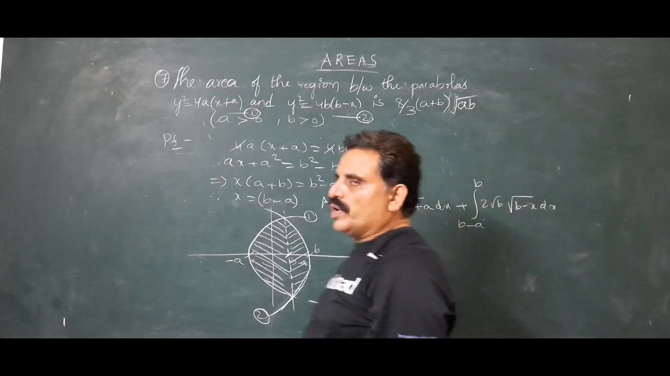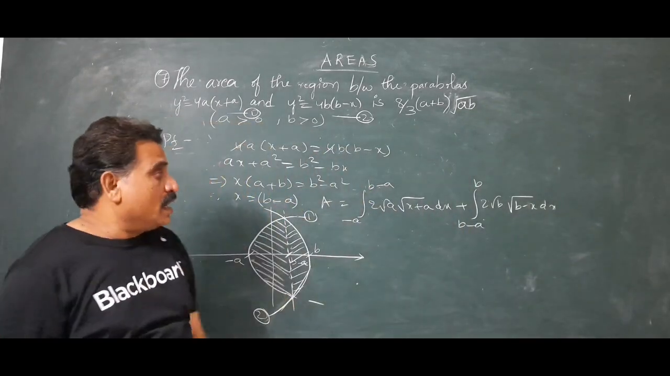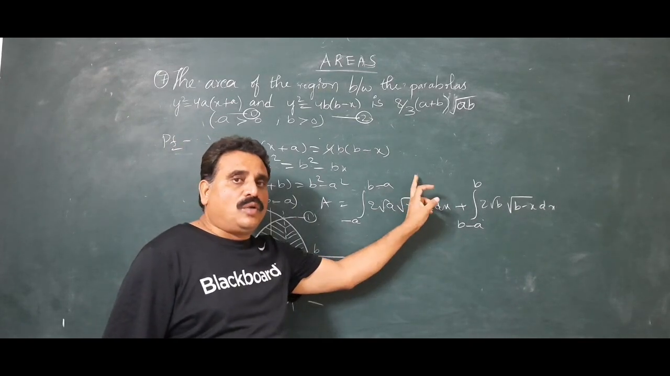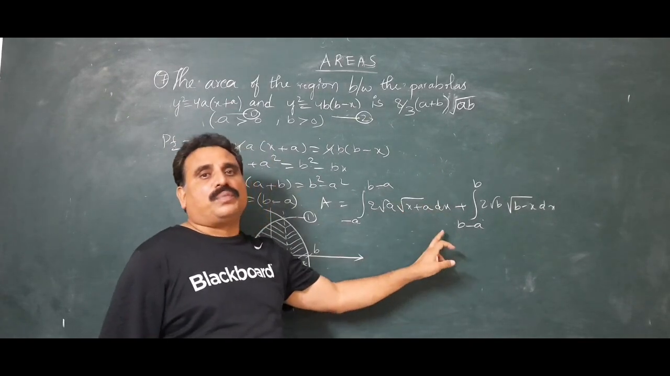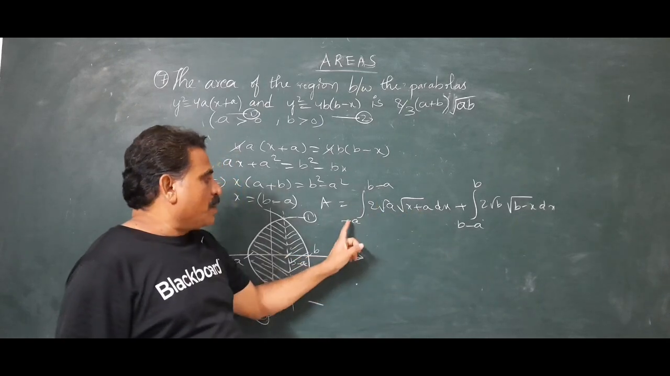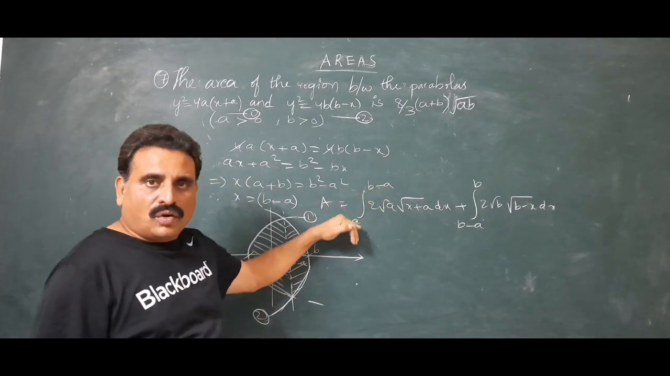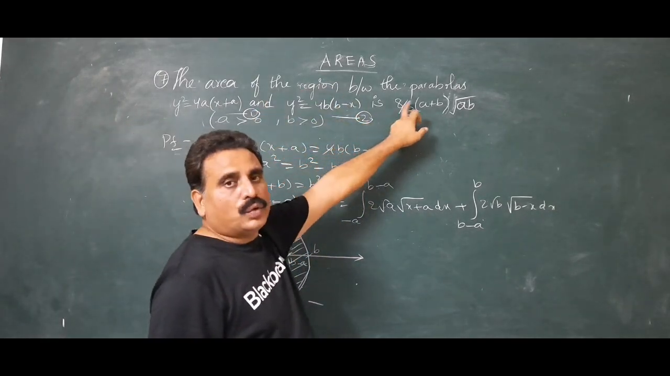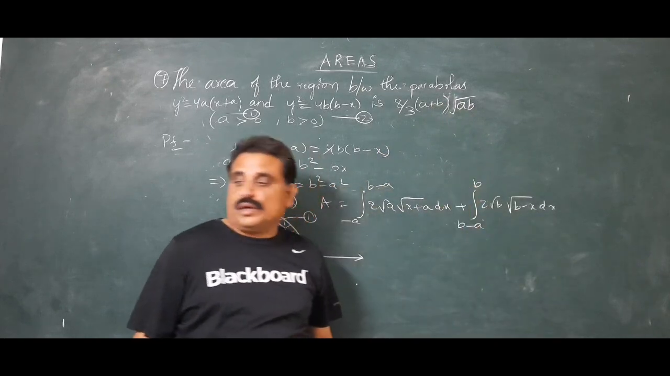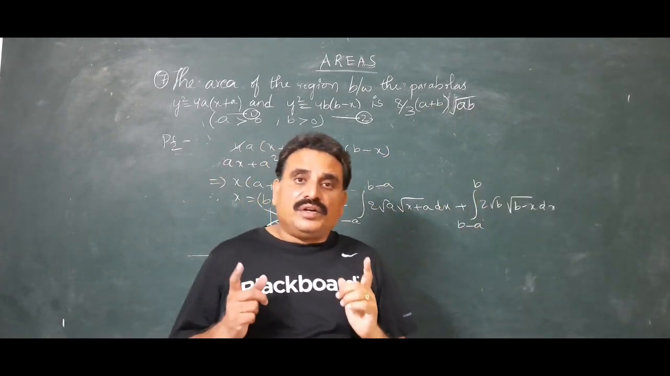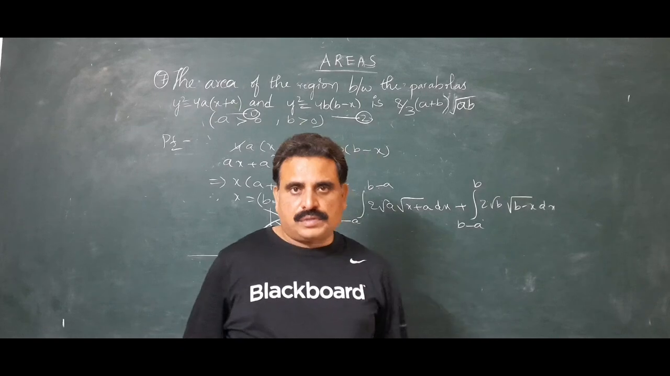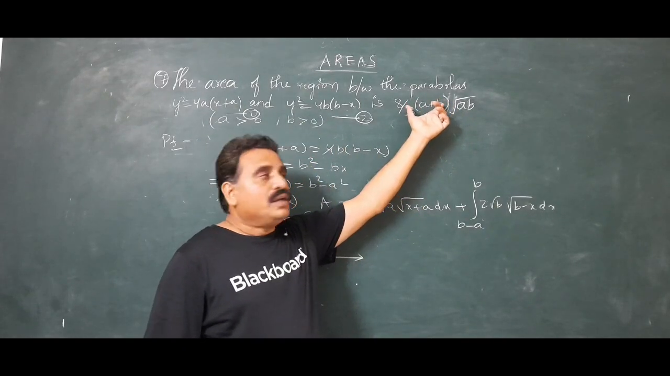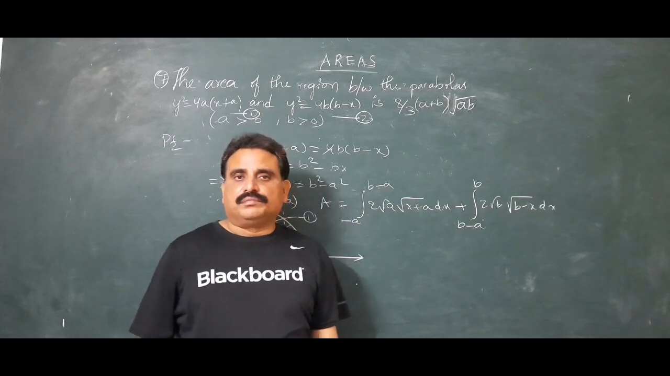After integration, the integral of root x is 2 by 3 into x to the power 1 by 2 plus 1, that is, x plus a whole power 3 by 2. Simplifying, applying the upper limit and then the lower limit, we get the answer 8 by 3 into (a plus b) root ab. We can use this formula in different competitive exams. So keep in your mind that the formula is 8 by 3 into (a plus b) root ab.